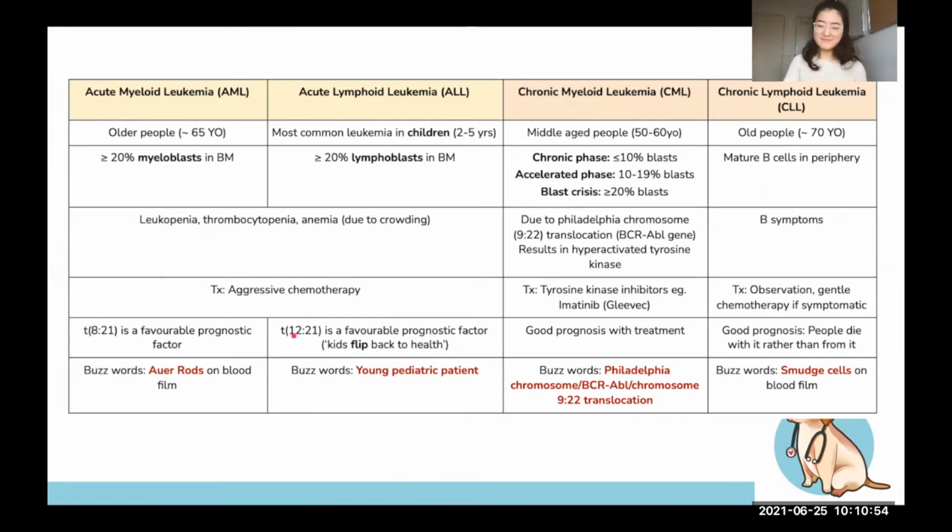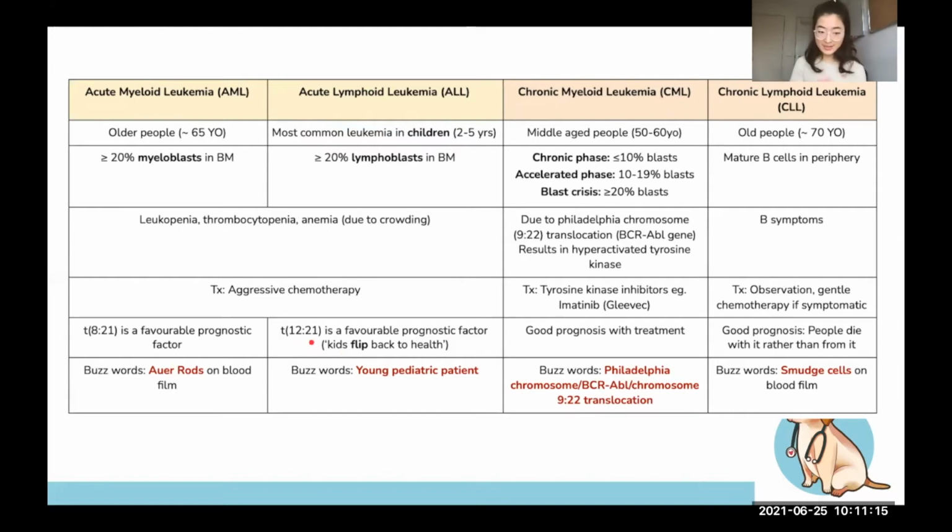In terms of favorable prognostic factors, they're not too important. One to remember is the translocation of chromosome 12 and 21. That's a favorable prognostic factor for ALL. And the way to remember it is kids flip back to health. So it's 12 and 21, the numbers are flipped.